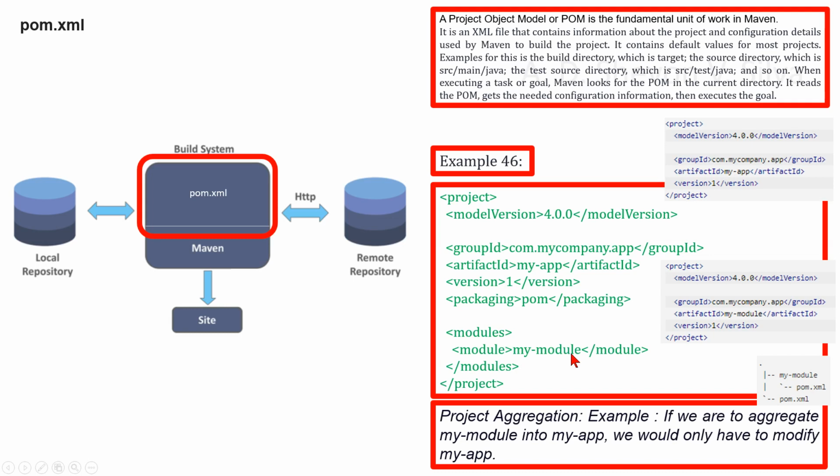Now whenever a Maven command processes com.mycompany.app:my-app:1, that same Maven command would be run against com.mycompany.app:my-module:1 as well. Furthermore, some commands' goals specifically handle project aggregation differently.